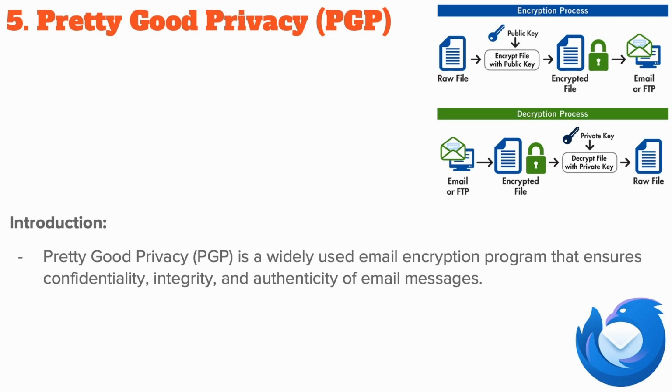Question number 5. Set up an email account that uses Pretty Good Privacy for security. Introduction. Pretty Good Privacy is a widely used email encryption program that ensures confidentiality, integrity, and authenticity of email messages.